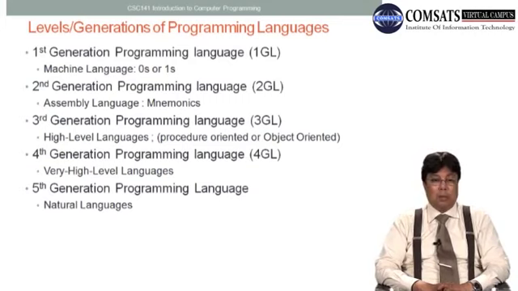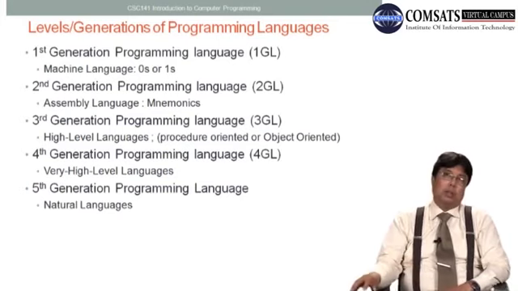A third generation programming language is usually the high level language, procedure oriented or object oriented. Fourth generation is very high level language. I'll explain it in a few minutes. And fifth generation programming language is a natural language.